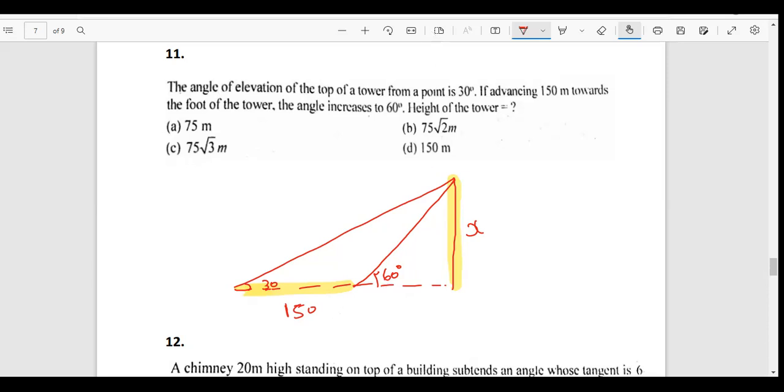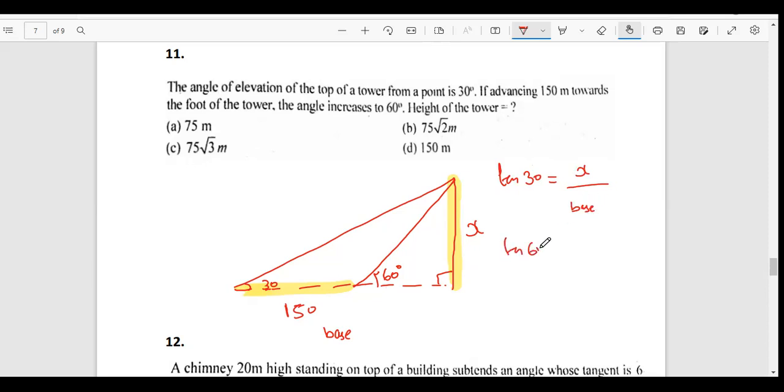Okay, this, yes, well done. The answer is C. This is the entire base. ठीक है, इसको मैं base लिख देती हूँ. I know that tan 30 is equal to perpendicular over base. ठीक है?